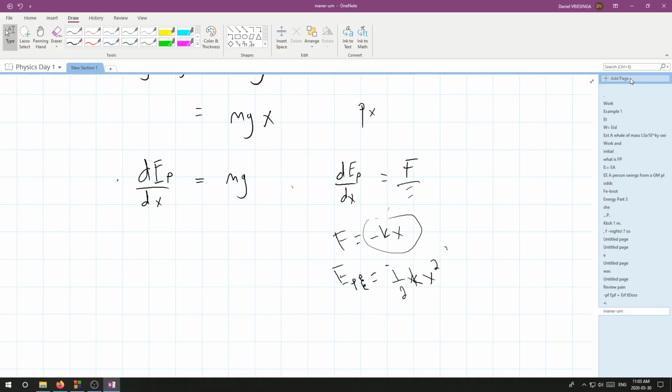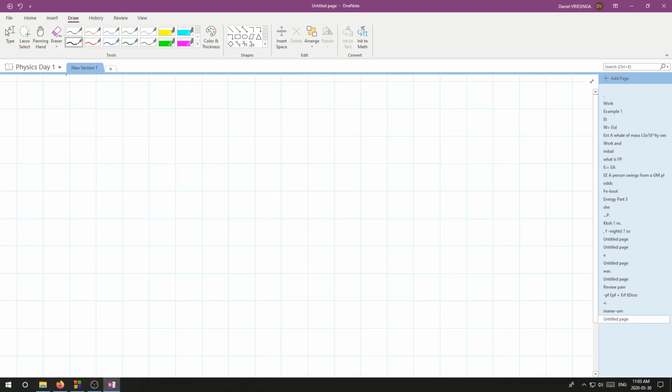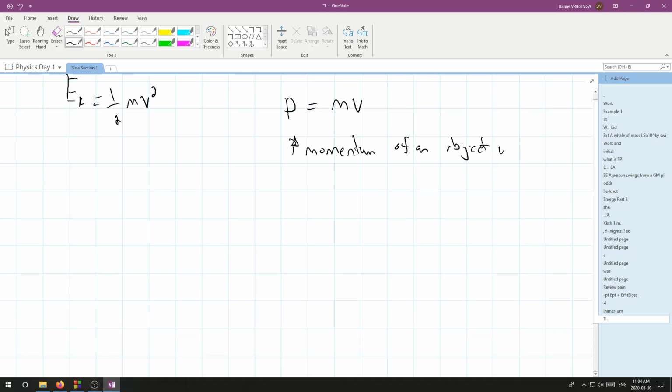Do we have an analog for that with kinetic energy? Here's my kinetic energy formula. It was equal to 1/2 mv squared. Momentum is defined as p equals mv. This is called the momentum of an object, with mass m, and velocity v.